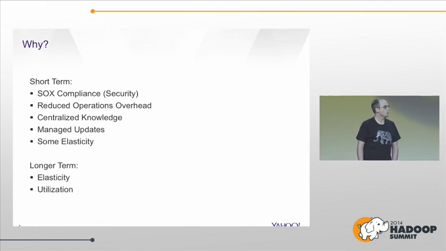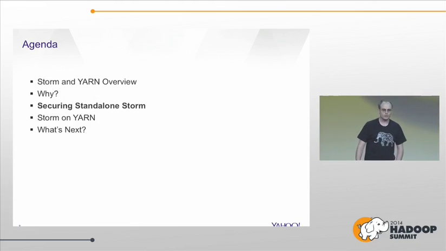But in the long term, we plan on getting much, much more elasticity and utilization by having a large cluster that we can actually share with batch processing so that as real-time needs peak, say it's prime time, people are starting to look at Yahoo, trying to process data, we can scale up what Storm is doing, be able to respond in real time very, very quickly by stealing extra compute from batch that may not need it at that point. So going on, securing standalone Storm.